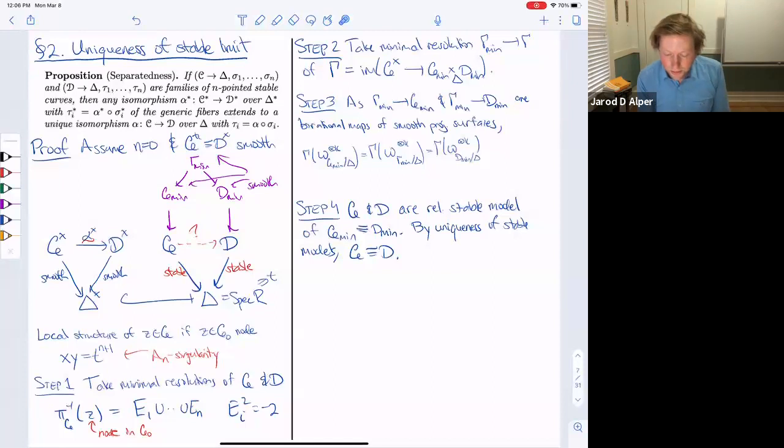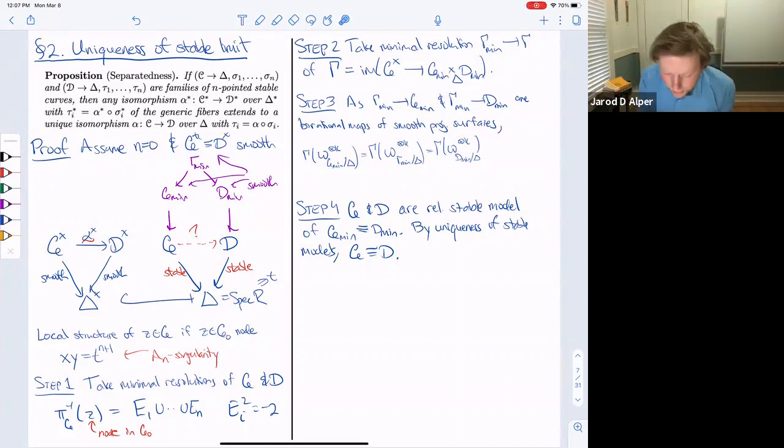Then in step 3, both of these maps are birational maps of smooth projective surfaces. So we can use the invariance of the pluricanonical sections under these birational maps. That tells us there's an equality of pluricanonical sections here. The reason this works is because they're smooth and projective, so they're isomorphic in codimension 2. The relative dualizing sheaf is a line bundle, and so you can compare sections on a large open. It's a similar argument to what you'll find in Hartshorne when he shows the geometric genus is a birational invariant.